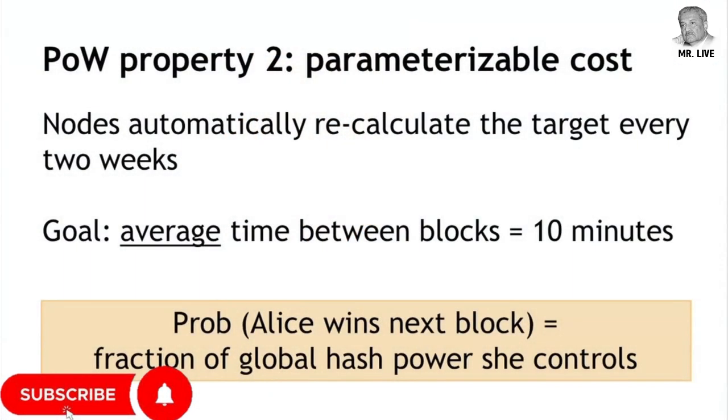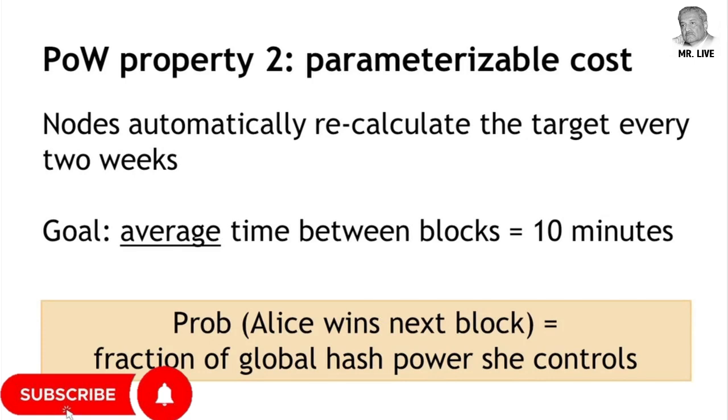So there's a very nice formula to capture this, which is that the probability that any given miner, Alice, is going to win the next block is equivalent to the fraction of global hash power that she controls. Which means that if she has mining hardware that's about 0.1% of total hash power, she will compute roughly 1 in every 1,000 blocks. So why does this readjustment happen? Why do we want to maintain this 10-minute invariant?